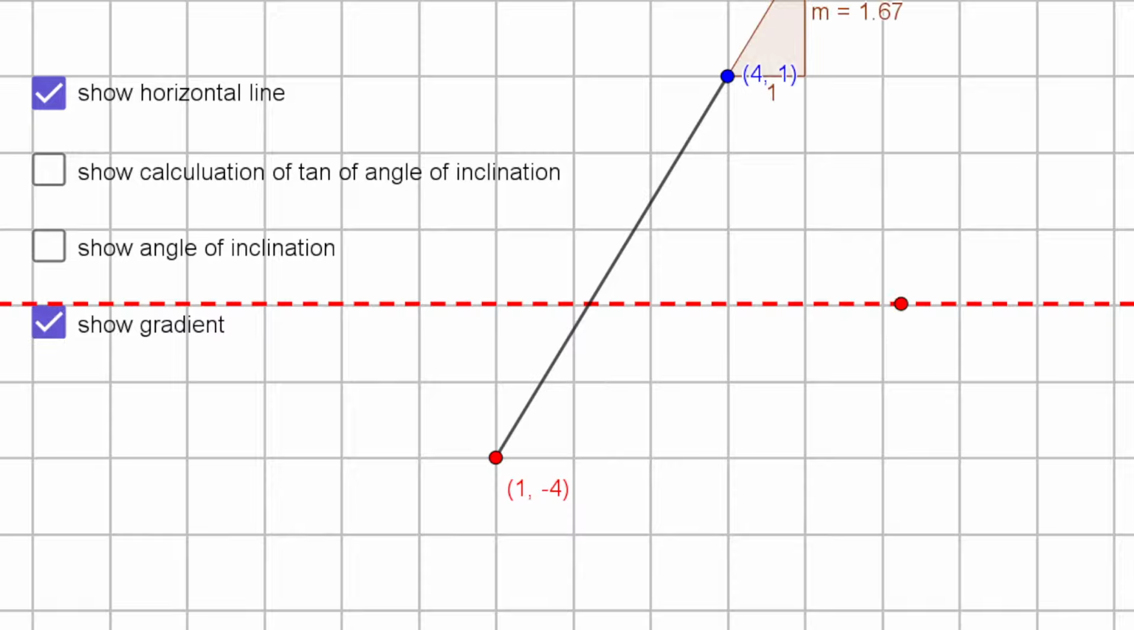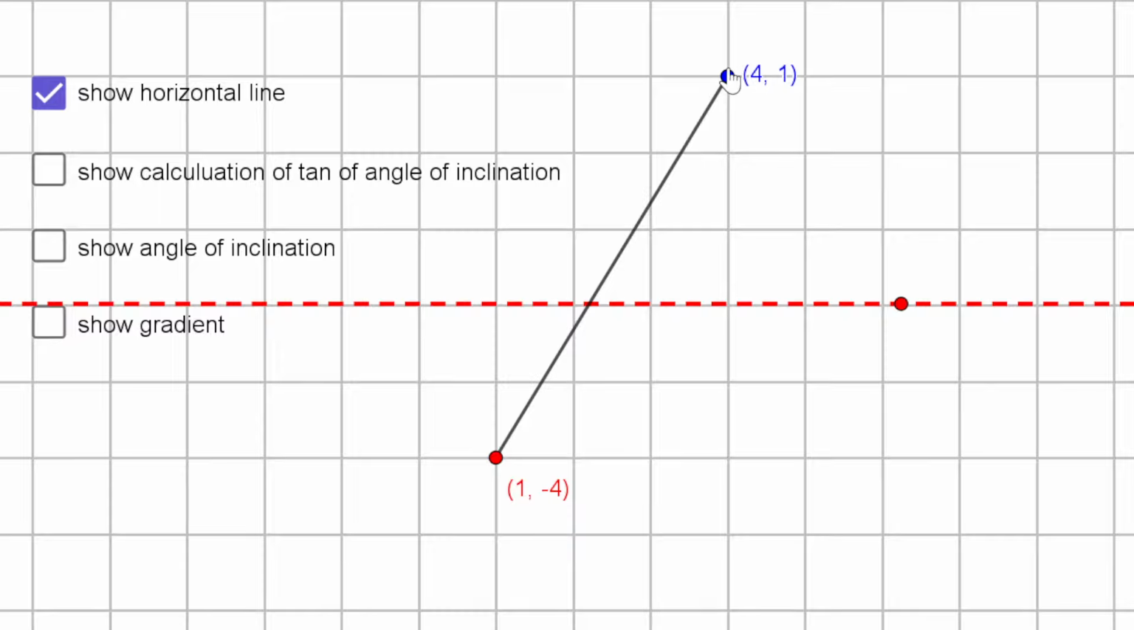It's 1,67. Now let's pull up a calculator and see what the angle of inclination is going to be. Let's get out of stat mode. We go shift tan of 5 over 3, remember we said our gradient is 5 over 3. And we get about 59 degrees. Let's check that, because if we show the angle of inclination, there it is: 59,04 degrees. So that's the one thing we can do here.